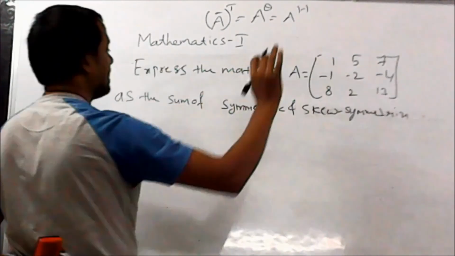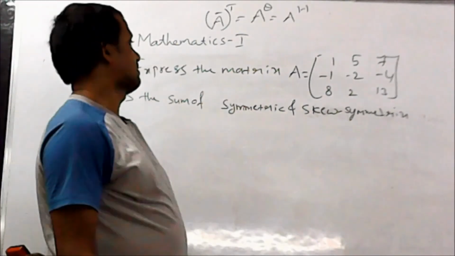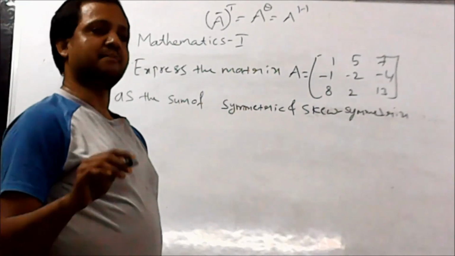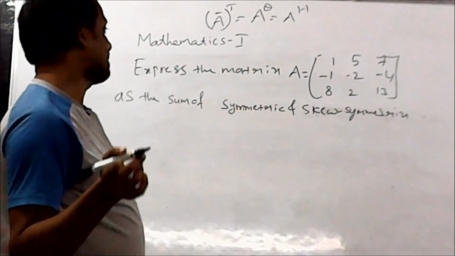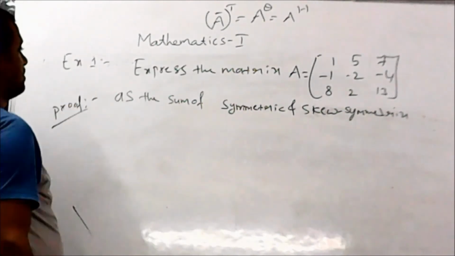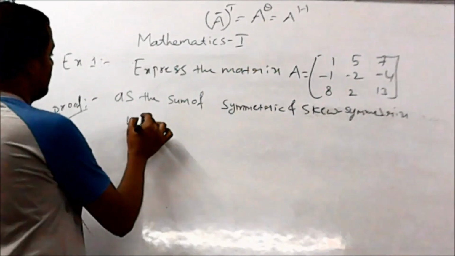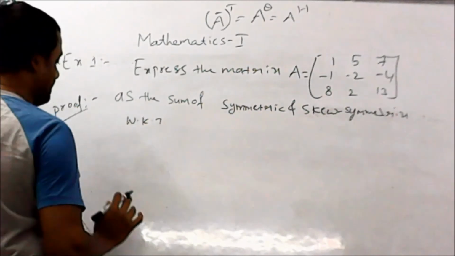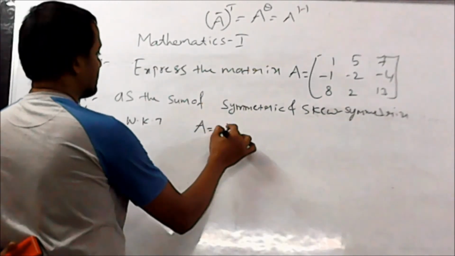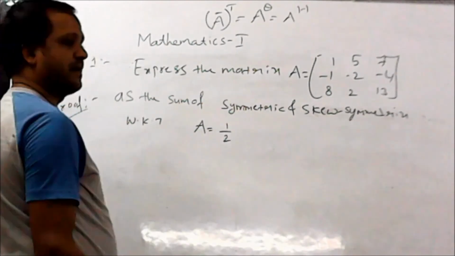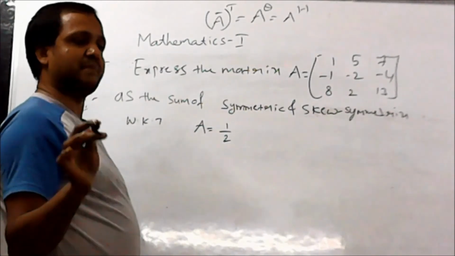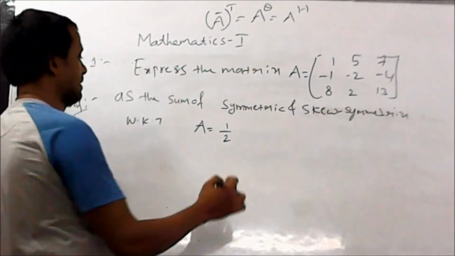The problem is given as real matrices, all the elements are real. Here, we know the theorem property that every real square matrix can be expressed as the sum of one symmetric and one skew-symmetric matrix. To prove this, here is the solution. From theorem one, we know every real square matrix can be expressed as the sum of one symmetric and one skew-symmetric matrix. That property we have already proved.